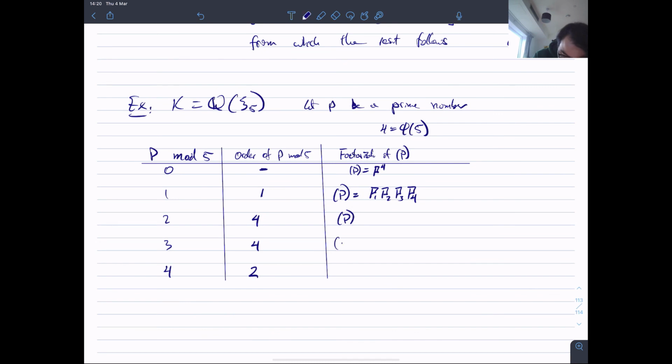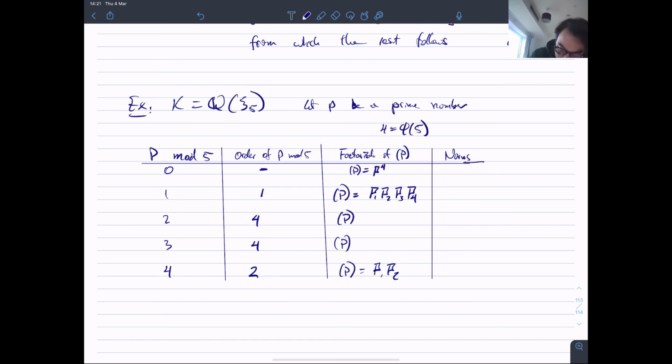Similarly here, the residue degree is 4 in each case. So this is as big as it can be, so the prime has to be inert. And in the last one, the prime ideal has to split into 2 factors, p1 and p2. And because we know what the residue degrees are, we get the norms of these ideals as well.